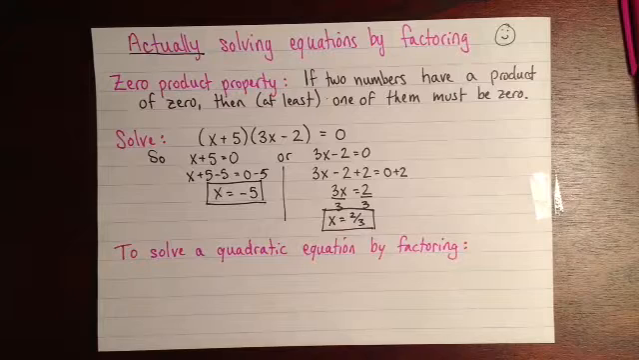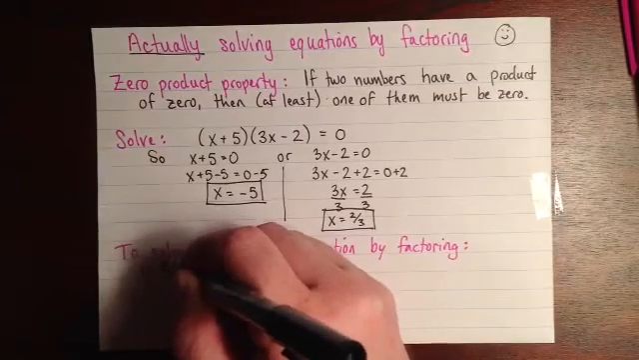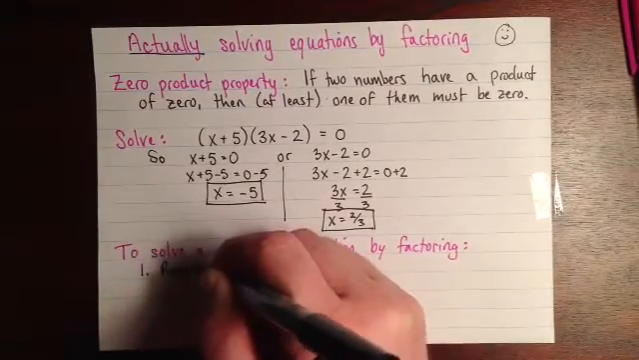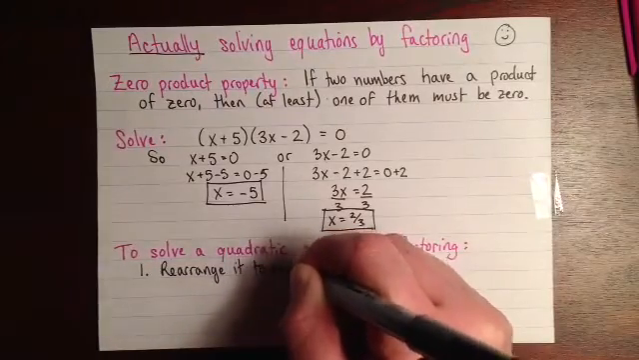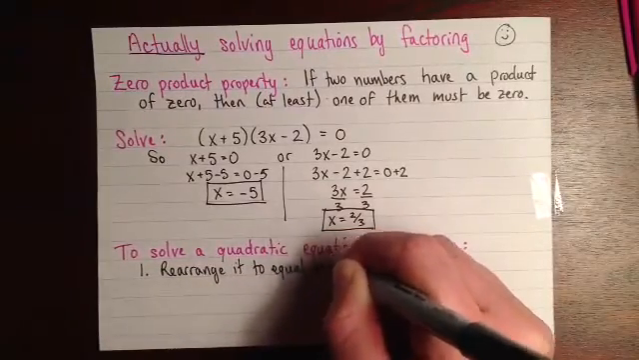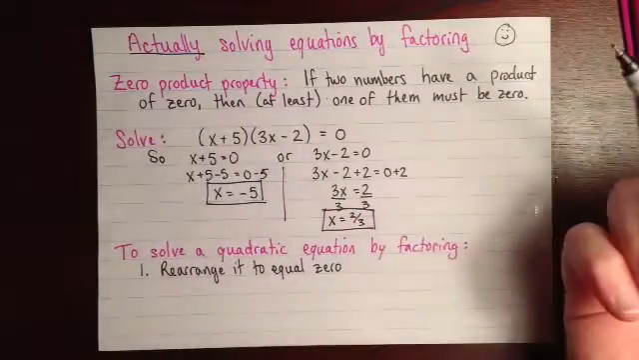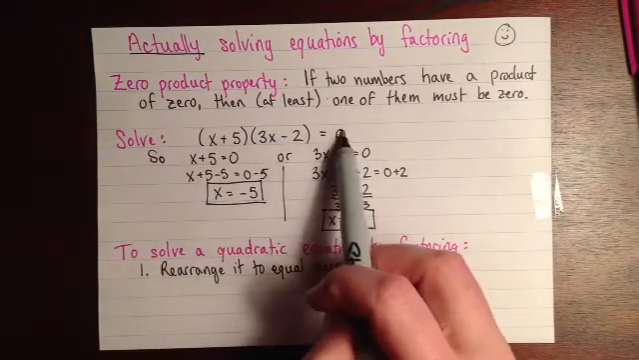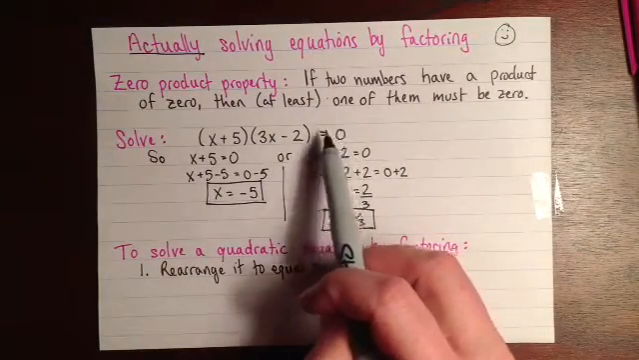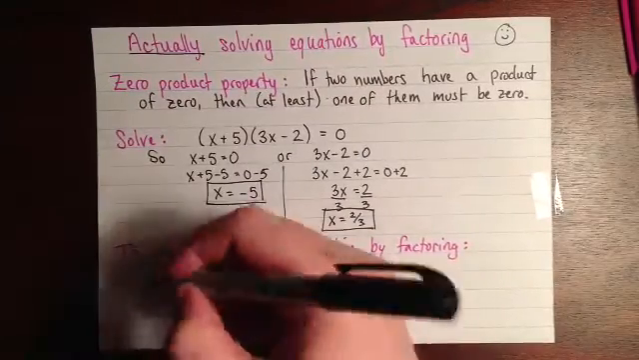So, a few steps for people who like lists. To solve a quadratic equation by factoring, the first thing you do is you have to rearrange it to equal 0, because we need to apply the zero product property. Otherwise, factoring essentially tells you almost nothing. So if the equation isn't already equal to 0 on one side, then you have to get everything over onto the other side of the equation so it does equal 0.